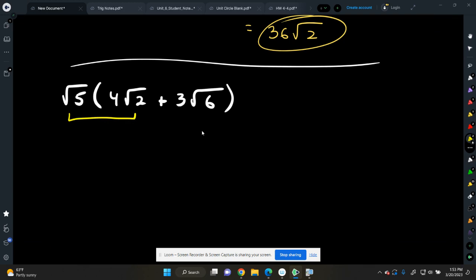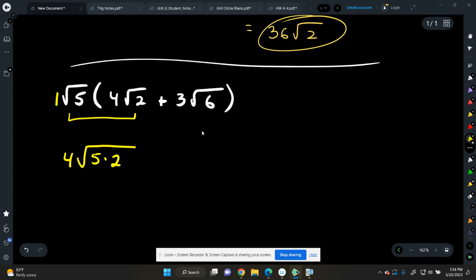So we're going to do the outside first. Now, what number is outside the square root of 5? 1. So we're going to do 1 times 4. So we get 4. And then we're going to do 5 times 2 inside. We combine what's inside the bracket. Plus, we're going to do 3 times 1, which is 3. And then inside we have 5 times 6.